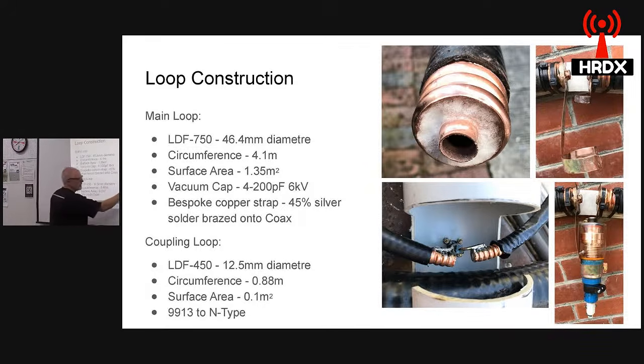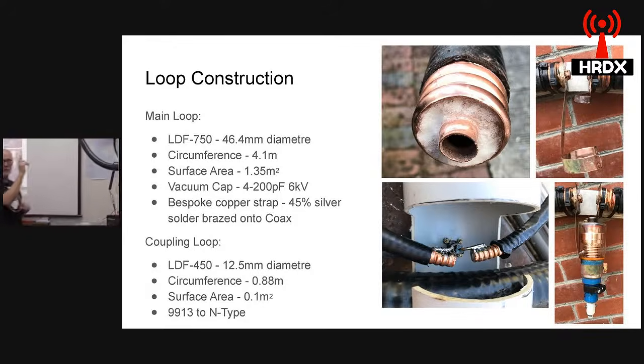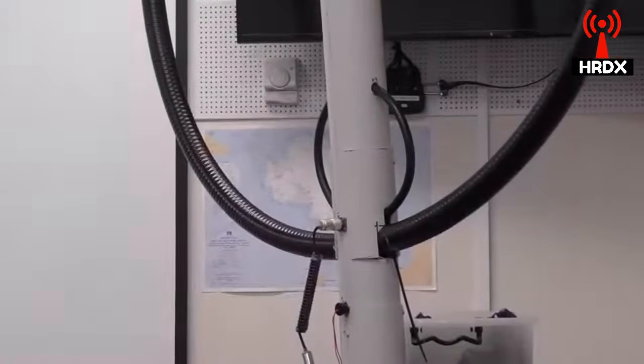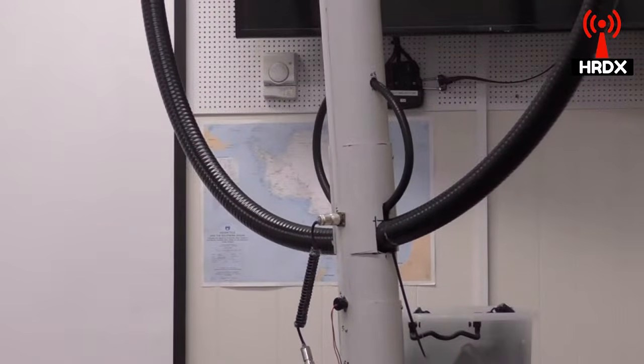A bit of LDF 450, I think it is. Yes, it's half an inch, and there's a 1:5 ratio, not quite 1:5, between the surface area of your coupling loop and the surface area of your main loop, so that you have the ability to get the most efficient coupling.